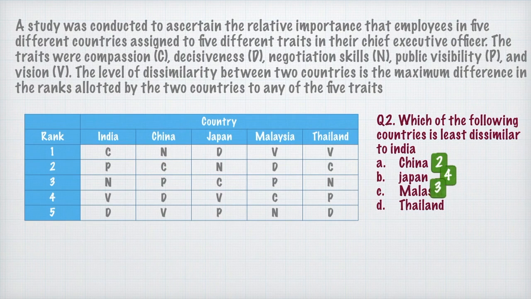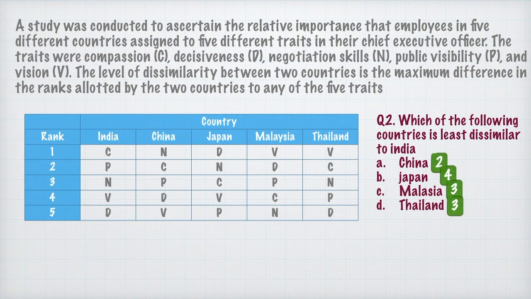Can I work it out for Malaysia? Yeah. The trait C, ranked 1 by India and ranked 4. Therefore, the level of dissimilarity is 3. Right? And similarly for Thailand, I can work it out. But now my question is not what is the value, but which country is least dissimilar to India, right?